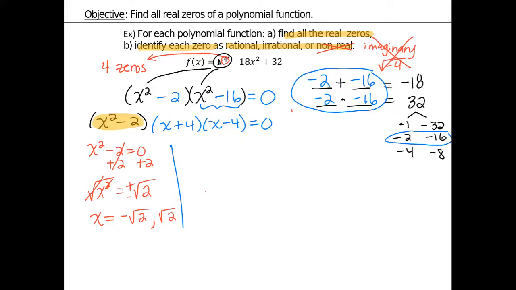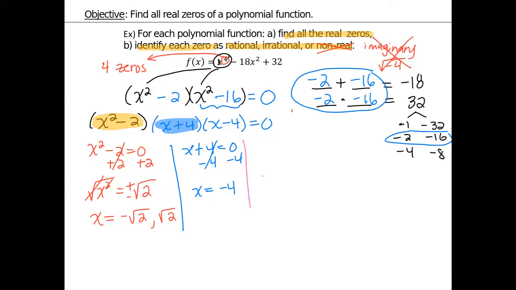And I need to do the same thing for the other two pieces. So my next one, I got the x plus 4. I do x plus 4 equals 0. Solve for x by doing the inverse, subtract 4. That'll give us x is equal to negative 4.